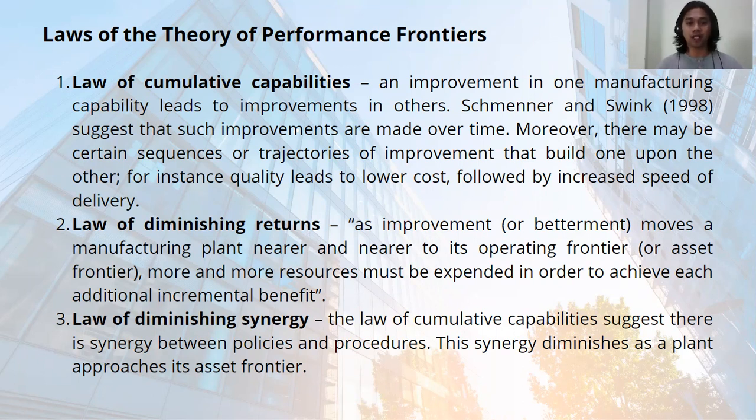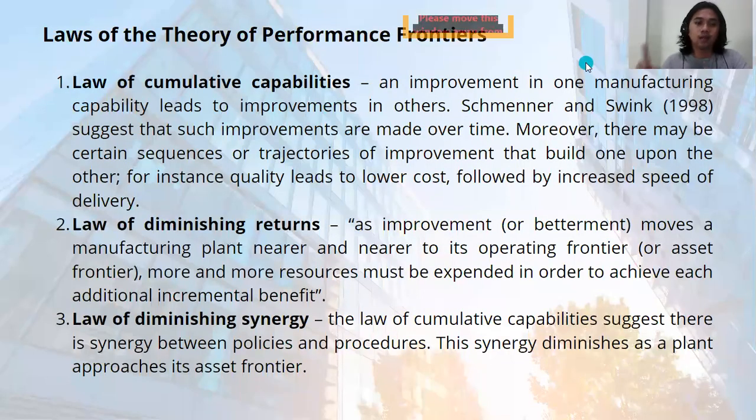Number two, the law of diminishing returns. As improvement or betterment moves a manufacturing plant nearer and nearer to its operating frontier or asset frontier, more and more resources must be expended in order to achieve each additional incremental benefit. Okay, so the law of diminishing returns, or when we say to diminish, this means to decrease in value or to decrease in the quantity of your output. And the law of diminishing marginal return states that adding an additional factor of production will result in a smaller increase in output. After some optimal level of capacity utilization, the addition of any larger amounts of a factor of production will inevitably yield decreasing per unit incremental returns.